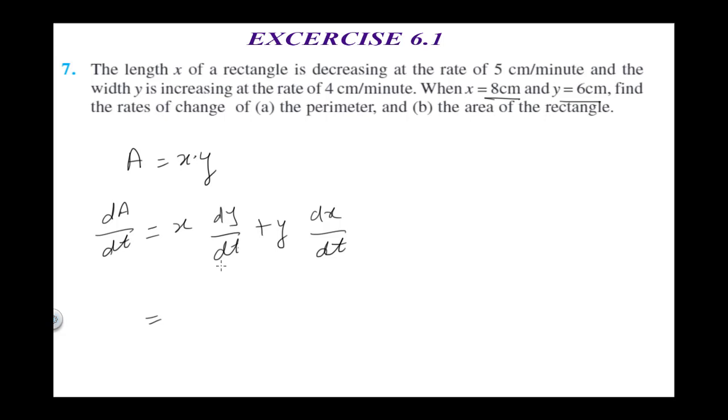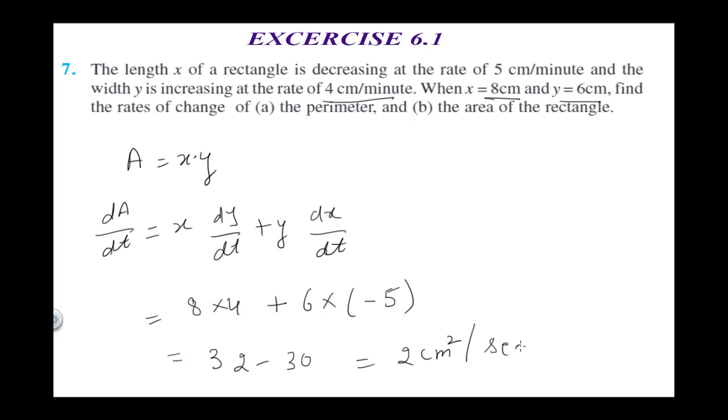x is, you see, 8 here. dy/dt, you know, 4 centimeter per second. So 8 into 4 plus y is 6 into dx/dt is minus 5, because it was decreasing. So 32 minus 30 we get, which is 2 square centimeter per second. So area is increasing at the rate of 2 square centimeter per second. Let us now move to the next question.